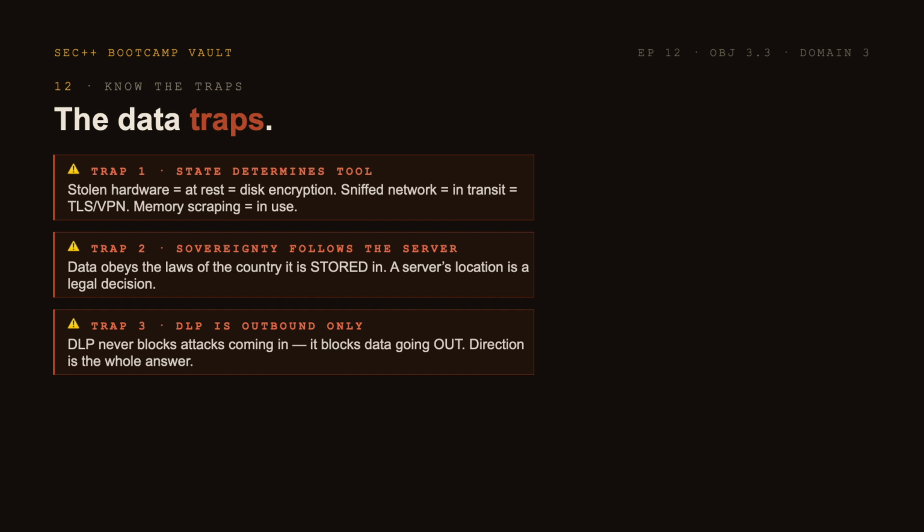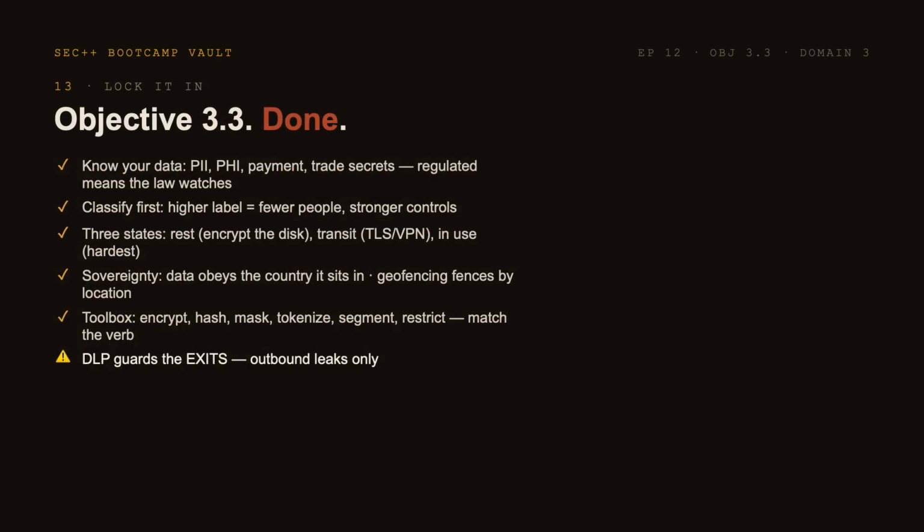The trap list. Trap 1. The state determines the tool. Stolen hardware means at rest means disk encryption. Sniffed network means in transit means TLS or VPN. Memory scraping means in use. Trap 2. Sovereignty follows the server. Data obeys the laws of the country it is stored in, so server location is a legal decision. Trap 3. DLP is outbound only. It blocks data going out, never attacks coming in.